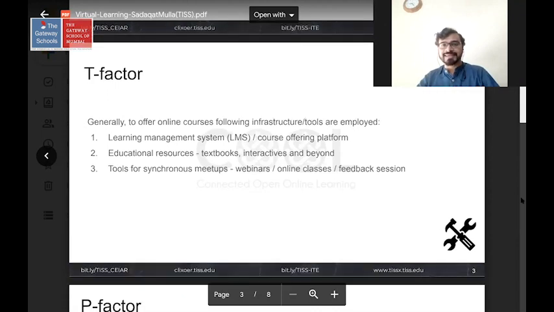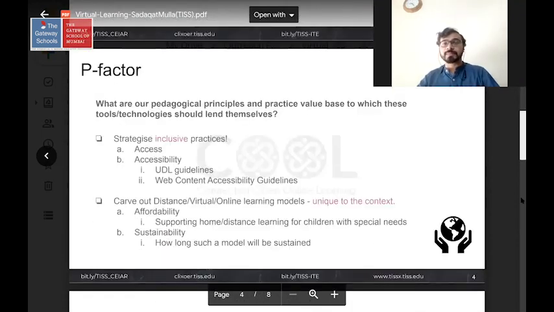Which is about pedagogy and the practice factor. So I think before jumping on adopting a technology, it's very crucial that we remind ourselves, no matter in which conditions we are, of our own pedagogical principles and practices, which are driven by a certain value base, and then choose what kind of technologies enable us to fulfill these practices. So I would say the P factor is a priori to the T factor.